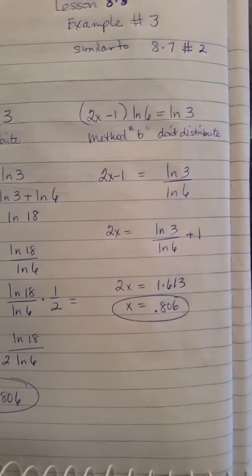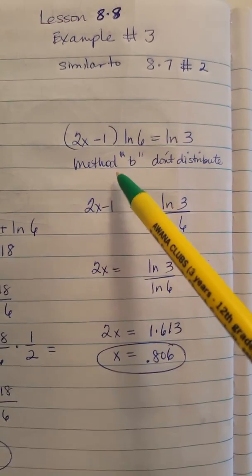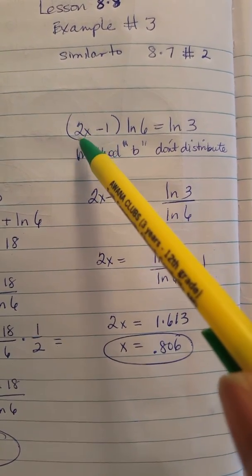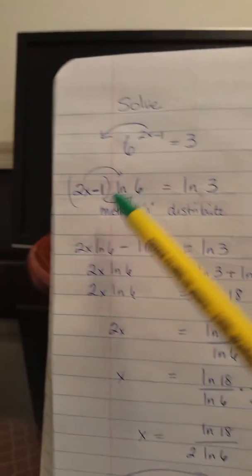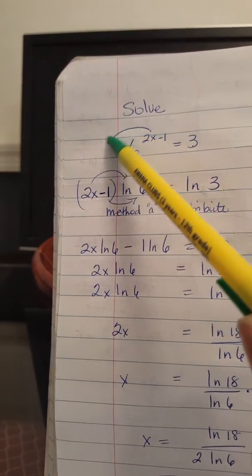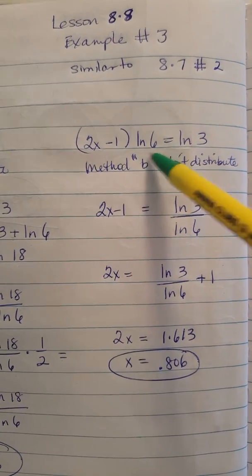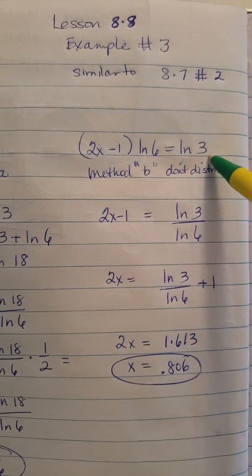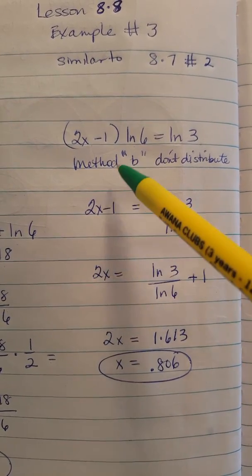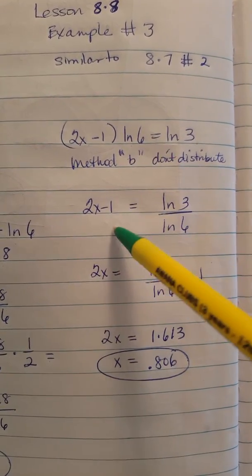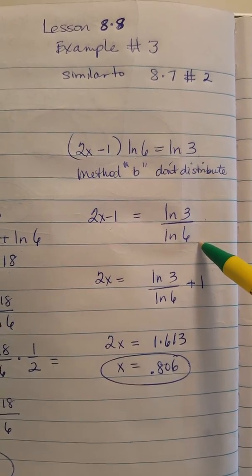All right, so now what's the other method? The other method is to do it without distributing. We have the same problem here. We did this part where we brought the exponent down to the front, and you have 2x minus 1 natural log of 6 equals natural log of 3. Now we are not going to distribute. We're just going to divide both sides by natural log of 6. So 2x minus 1 equals natural log of 3 over natural log of 6.